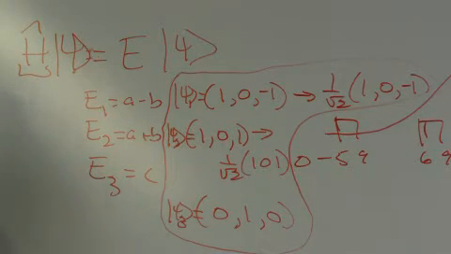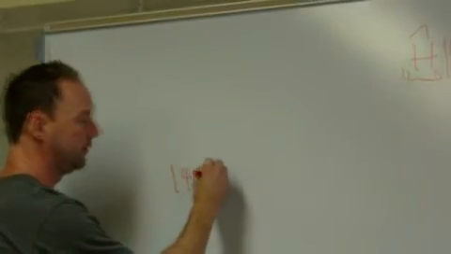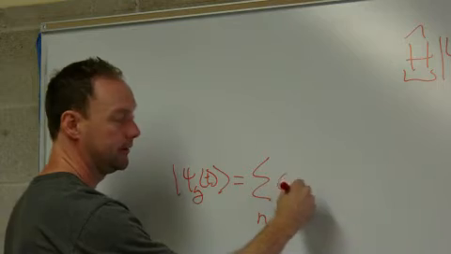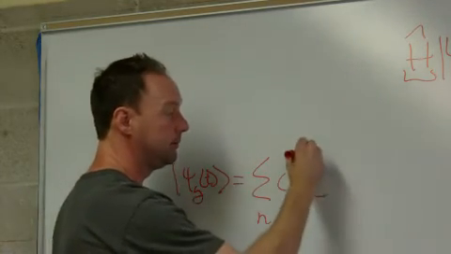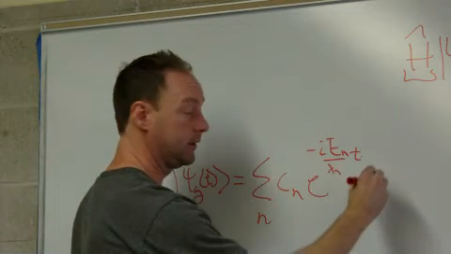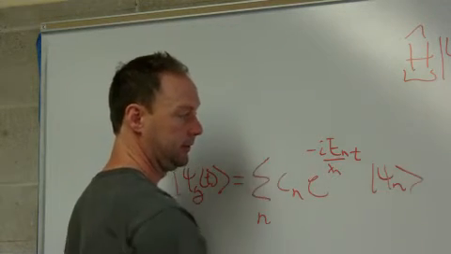And then once you get a complete basis set, right? Then don't you just do this? Don't you just go psi general of t equals what? C sub n. Summation over n of C sub n e to the minus i E sub n over h bar t times psi sub n.